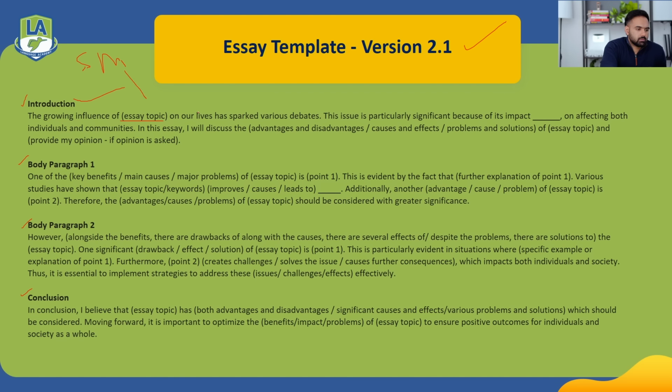Then you start with your first body paragraph. Because we are talking about an advantage, disadvantage essay, here we'll write one of the key benefits. If it's cause and effect, you write main causes. If it's problem and solution, you talk about problems here, solutions over here. One of the key benefits of essay topic, whatever the topic is, you have to write the first benefit. Do not just write 2 words, write at least a short sentence. This is evident by the fact that you have to explain whatever advantage you have provided here.